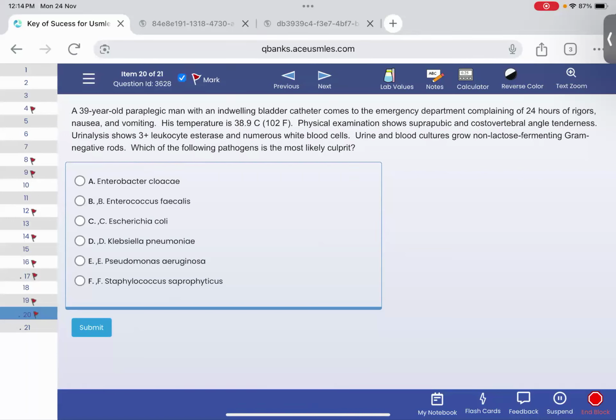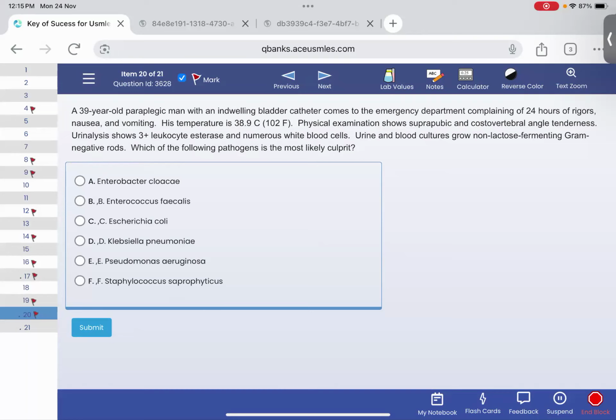Which of the following pathogens is the most likely culprit? A 39-year-old paraplegic man with an indwelling bladder catheter comes to the emergency department complaining of 24 hours of rigors, nausea, and vomiting. Temperature is 39.8. Physical examination shows suprapubic and costovertebral angle tenderness. Urinalysis shows positive leukocyte esterase and numerous white blood cells. Urine and blood cultures grow non-lactose fermenting gram-negative rods.